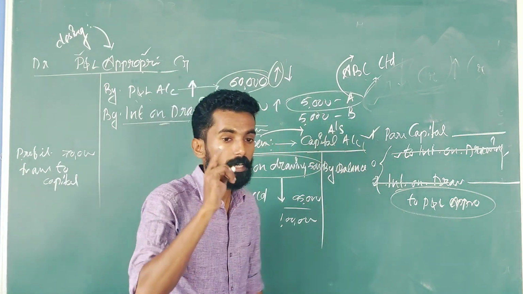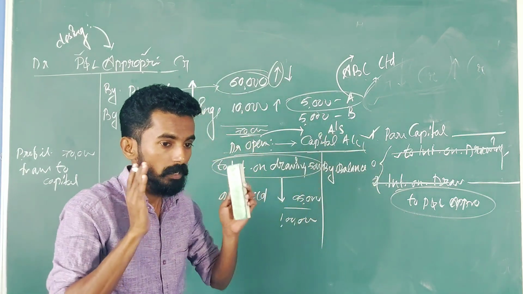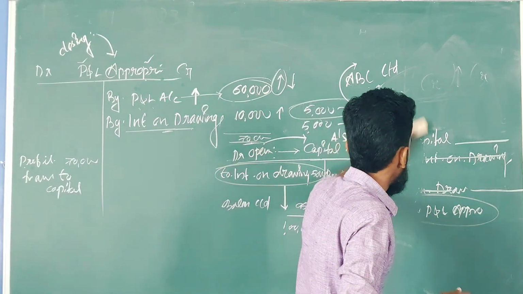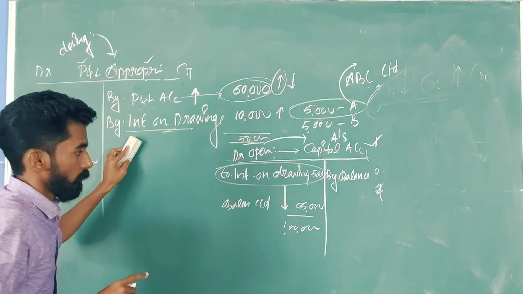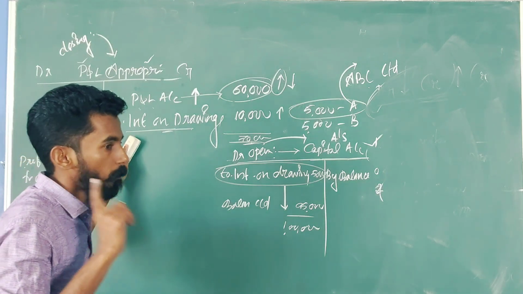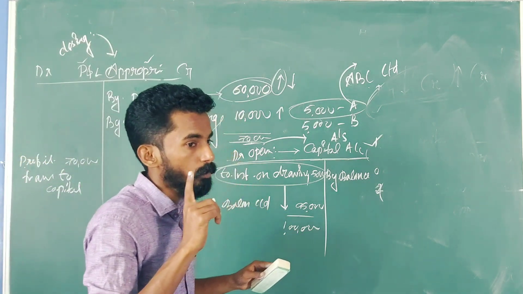This entry is not there in your textbook. For understanding only, I am going to conclude the topic once again. What is the journal entry for interest on drawings? What is the opening journal entry? Before that, you have to think.